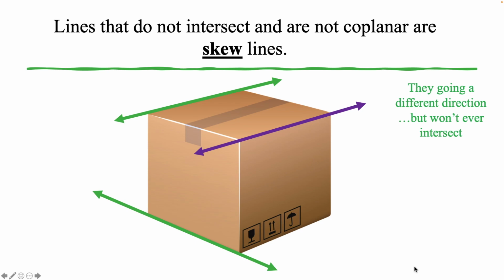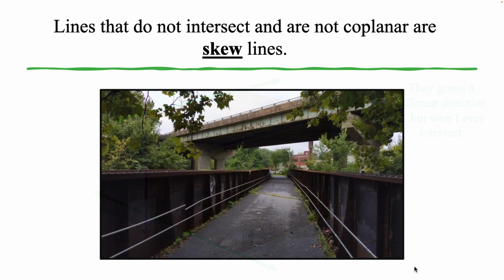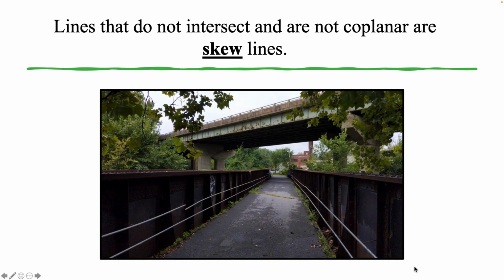So what would be a skew line to our purple line? Needs to be in a different plane, but going a different direction, like that. If you want to look at skew lines in real life, here's an example. We've got a bridge crossing over a pathway, going in different directions, but they'll never intersect.